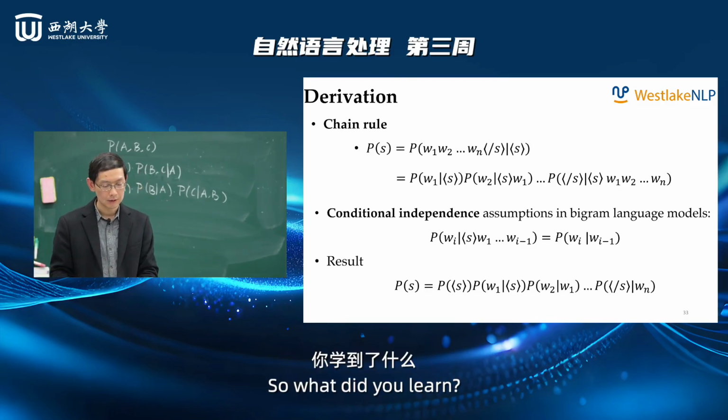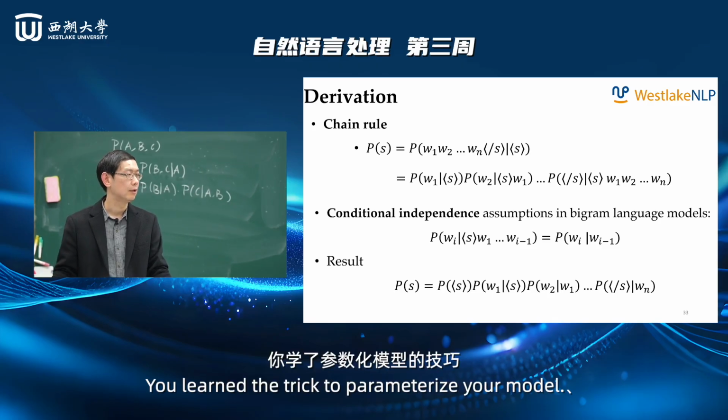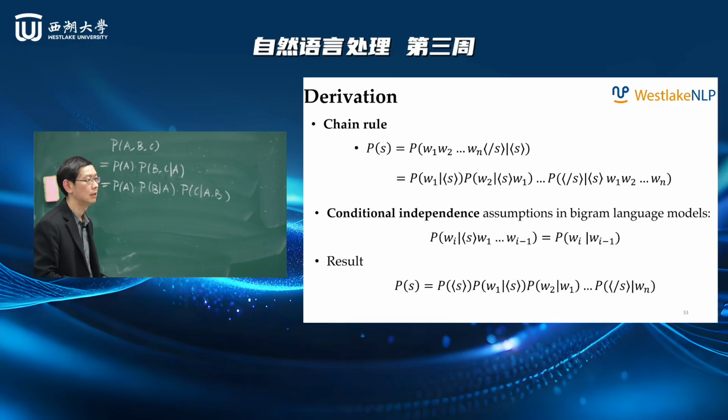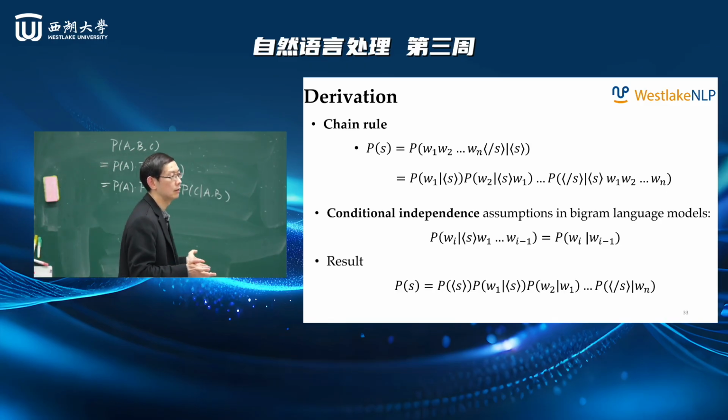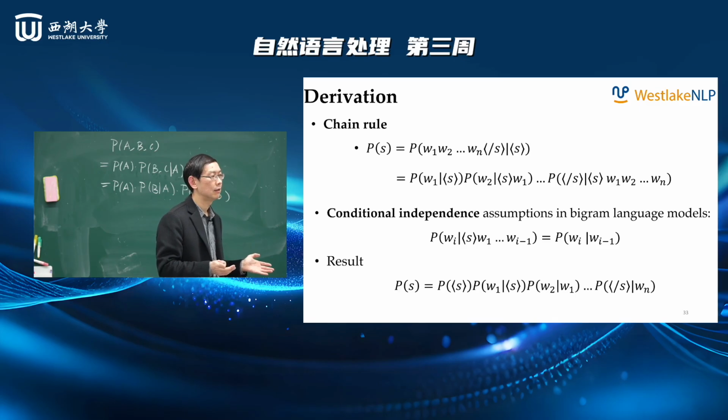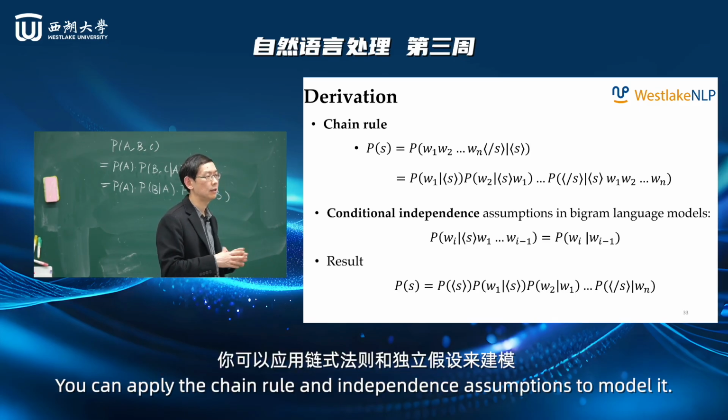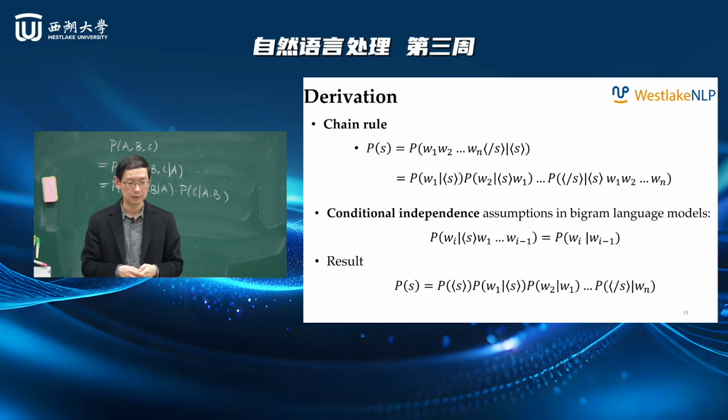All right, so what did you learn? You learned the trick to parameterize your model. When you have a joint event, you can apply the chain rule and independence assumptions to model it.